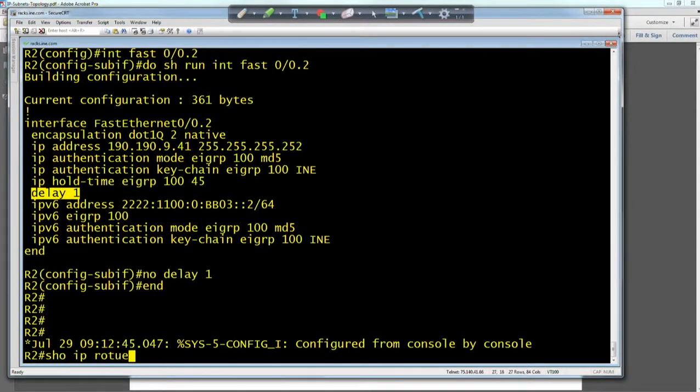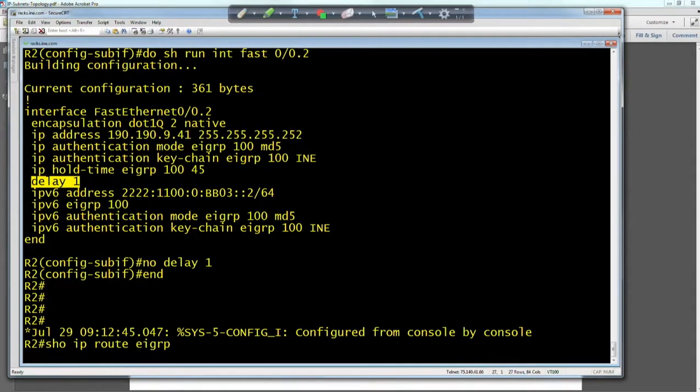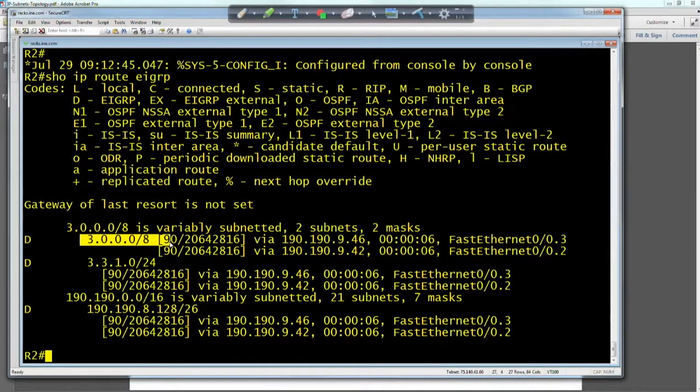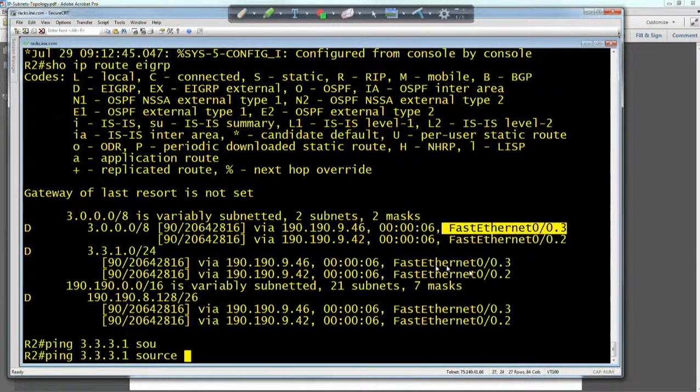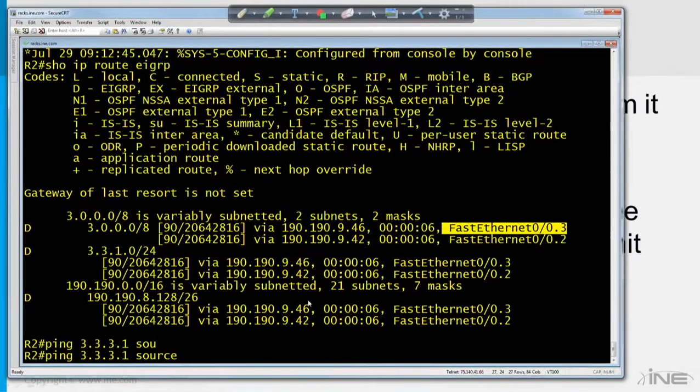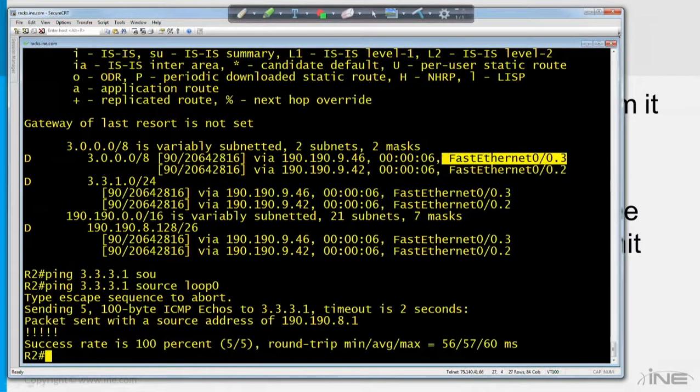Show IP route EIGRP. All right, that's better. So now, with this particular path, it could choose either VLAN 2 or VLAN 3. And so the question is asking us, if this router actually creates a packet itself, for example, if I did a ping 3.3.3.1, and I use the source of loopback 0. Ping works, but which interface did it take? How do we know? Because it's got two potential paths.